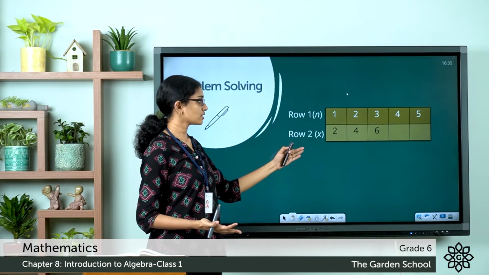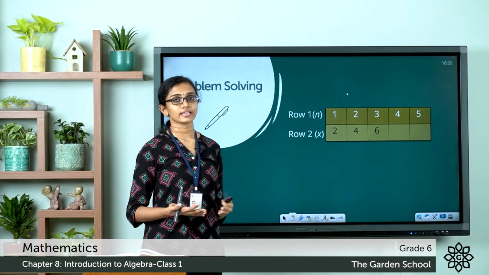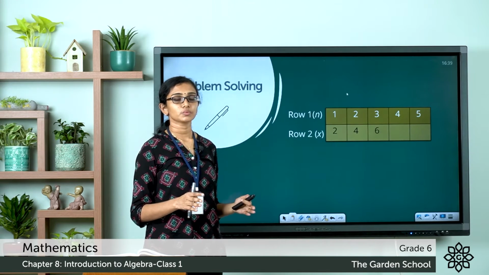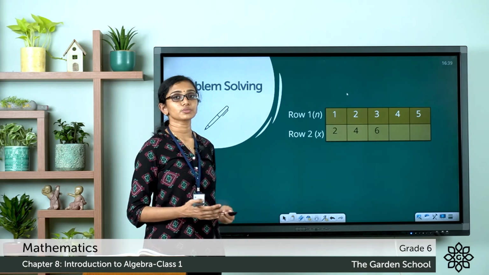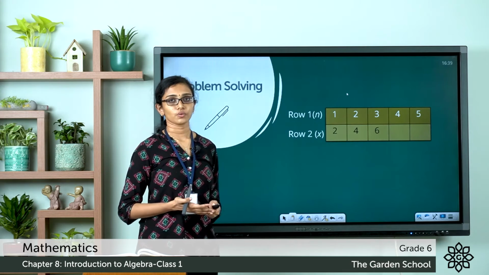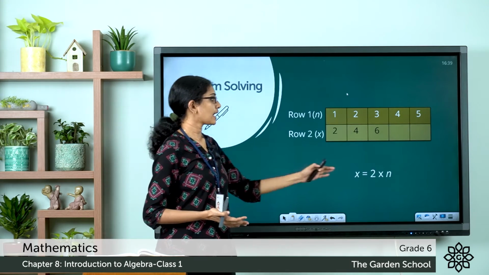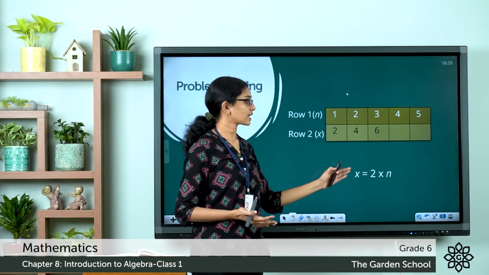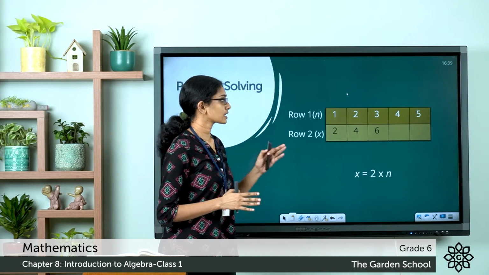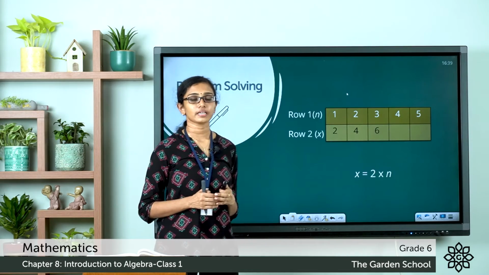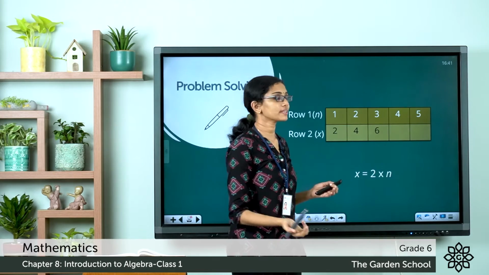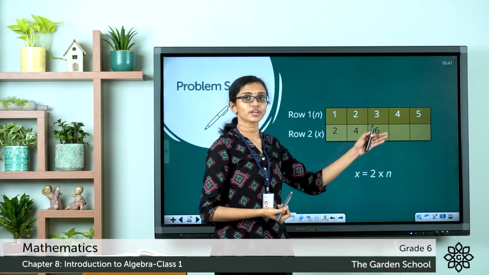and if the numbers in the second row are represented using the letter x, in general you can say a number x which is in row 2 will be equal to 2 times n, where n is a number in the first row. Or you can write it like x is equal to 2 into n. So if that is the case, can you tell what is the number that comes here? So if the number here is 4, what would be the number in the second row corresponding to 4?